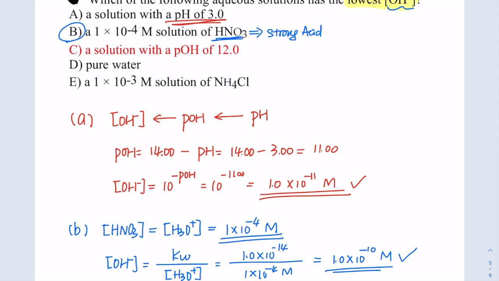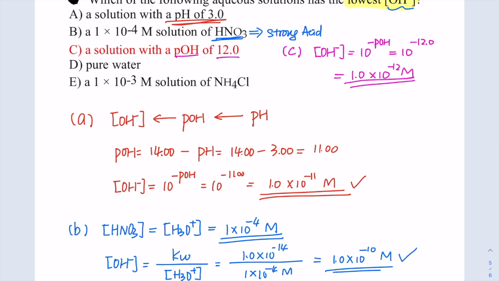Now let's look at the next one. We will work on it over here. What kind of solution do we have? It directly tells us we have a pOH of 12. So we can simply use that relationship. When we know pOH, the hydroxide ion concentration is just 10 to the power of negative pOH. So it's 10 to the power negative 12. If you want to express it this way, it's 1 times 10 to the power negative 12 molar. That's the concentration for choice C.